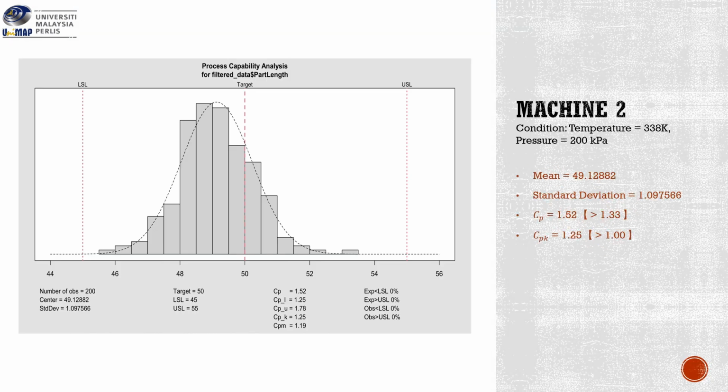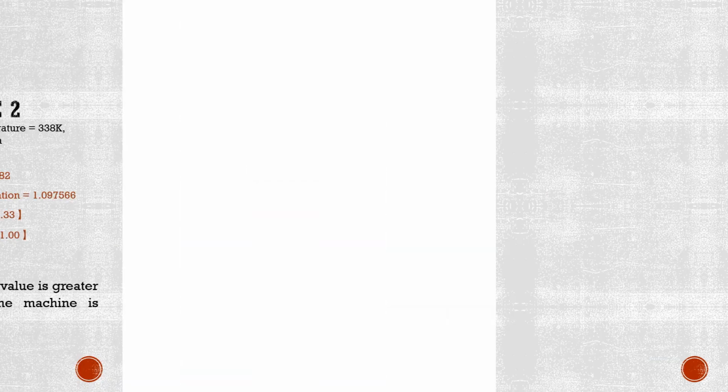Moving on to machine 2, the mean is equal to 49.12882 and the standard deviation is equal to 1.097566. The Cp value shows 1.52, which is greater than 1.33, and the Cpk value is equal to 1.25, which is greater than 1. So since the Cpk value is greater than 1, the machine is capable.